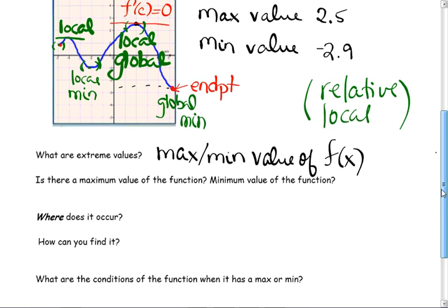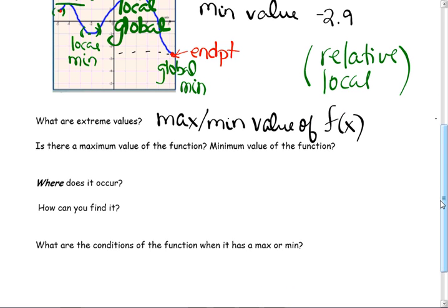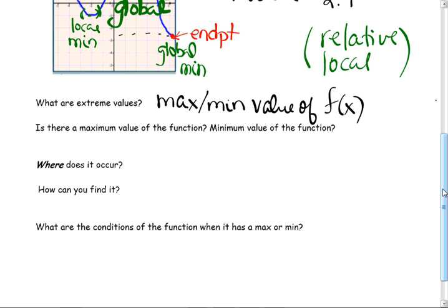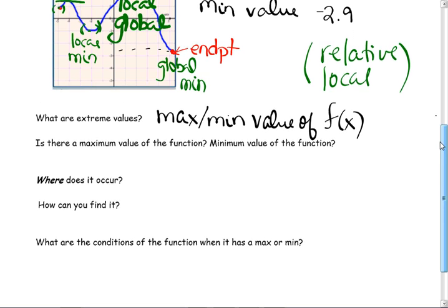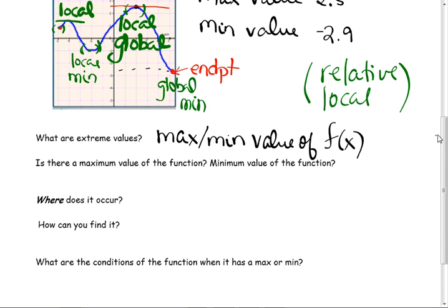Okay, they might ask where they occur. Usually it's what is the value. And you're going to find out where it occurs. And how can you find it? We're looking at pictures here, but how would you find the maximum or minimum? Sophie? How would you find a max or min? We could consider what? Endpoints? And where the derivative is what? Is there another place?